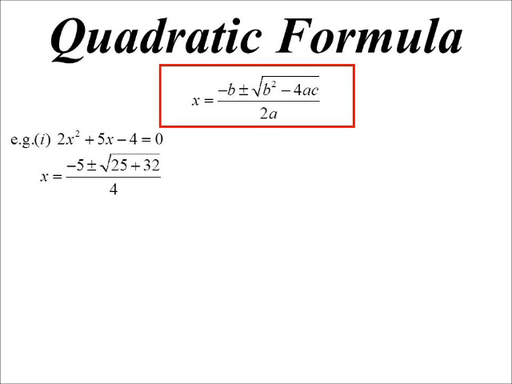25 and 32 is, of course, 57. No, we don't know what the square root of 57 is. So that's the best we can do. That, of course, is what we call an exact answer. And in maths, we like exactness, preciseness. That's what maths is about, exact.